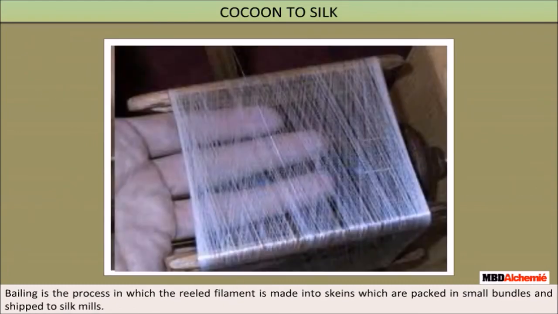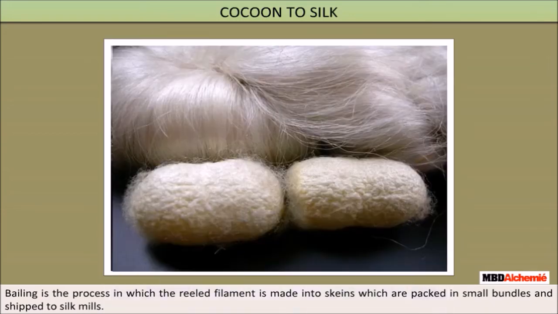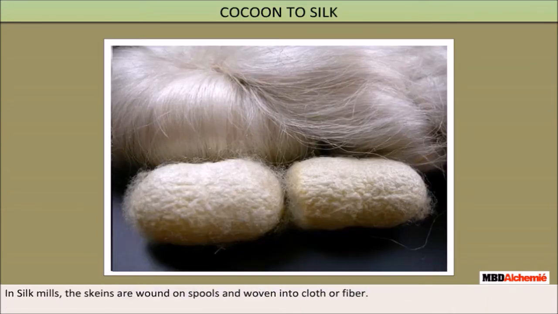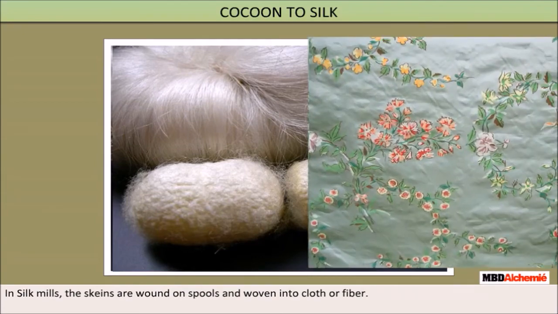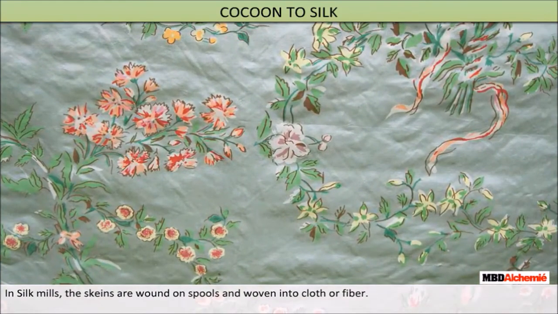Baling. The reeled filament is made into skeins, which are packed in small bundles and shipped to silk mills. In silk mills, the skeins are wound on spools and woven into cloth or fiber.